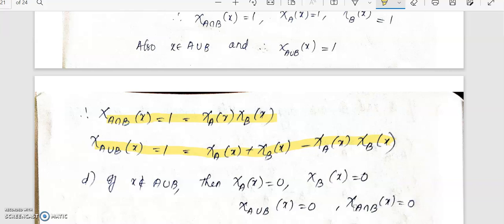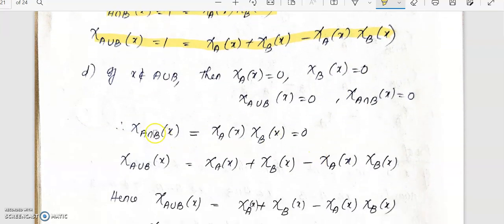So when we verify the equations, the left side and the right side of both equations will be 0. So in this case also the equation is verified.